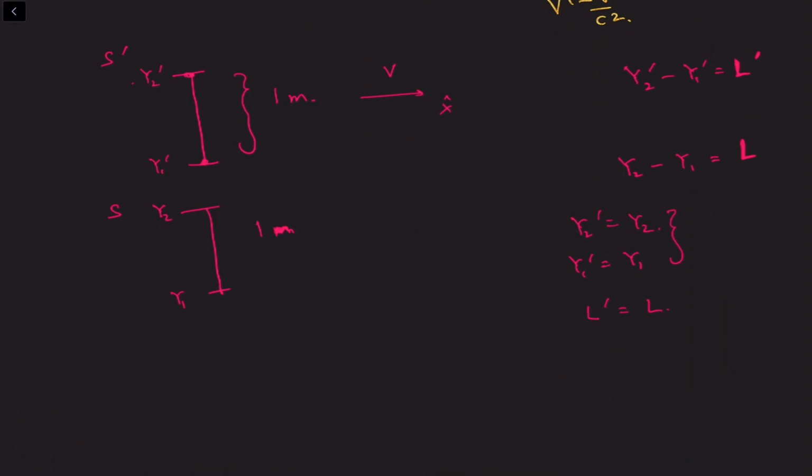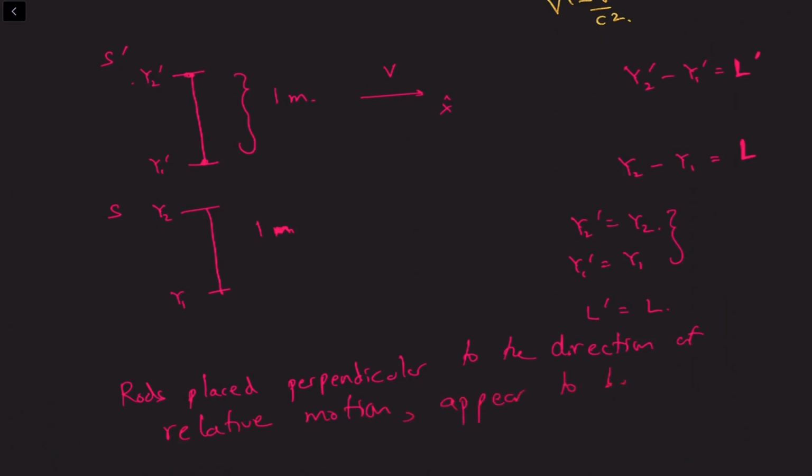Now what that means is that rods placed perpendicular to the direction of relative motion appear to be of the same length. That is, the observers in frame S will also see that the rods which are moving along with the train appear to have the same length L. However, we saw that this is not true if the rod were placed along the direction of motion. If they're placed along the direction of motion, the rod which is moving along with the train would appear to be length contracted.